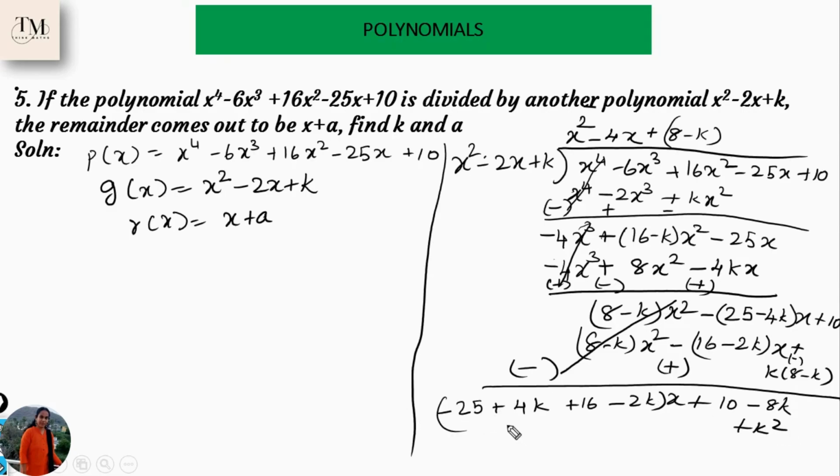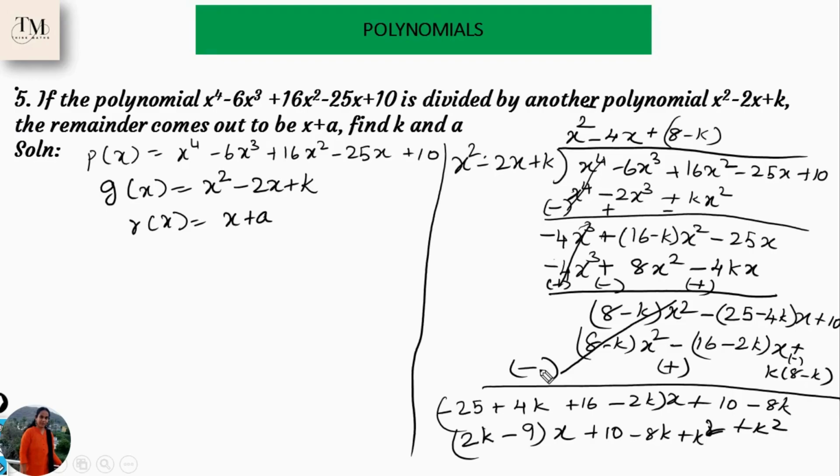So what are the terms you will get? So 4k minus 2k is 2k. So -25 plus 16 is -9. So (2k - 9) into x. Here 10 - 8k + k^2. So this is the k^2. So this is the remainder.